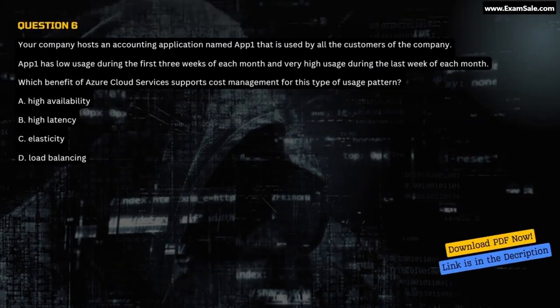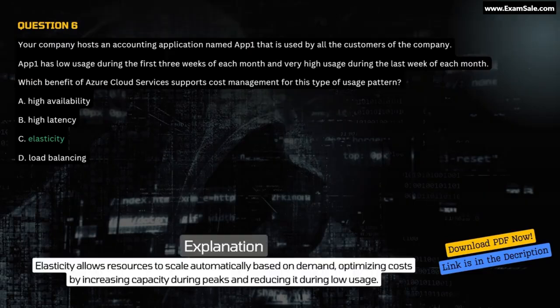Question 6. Your company hosts an accounting application named App1 that is used by all the customers of the company. App1 has low usage during the first 3 weeks of each month and very high usage during the last week of each month. Which benefit of Azure Cloud Services supports cost management for this type of usage pattern? A. High availability. B. High latency. C. Elasticity. D. Load balancing. Correct answer C. Elasticity. Explanation. Elasticity allows resources to scale automatically based on demand, optimizing costs by increasing capacity during peaks and reducing it during low usage.